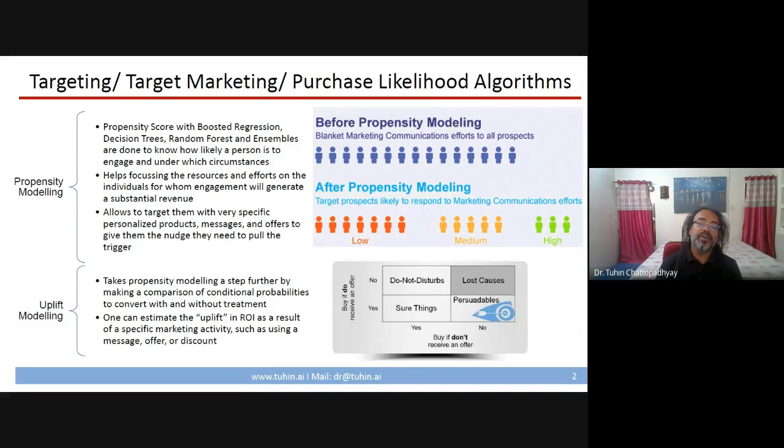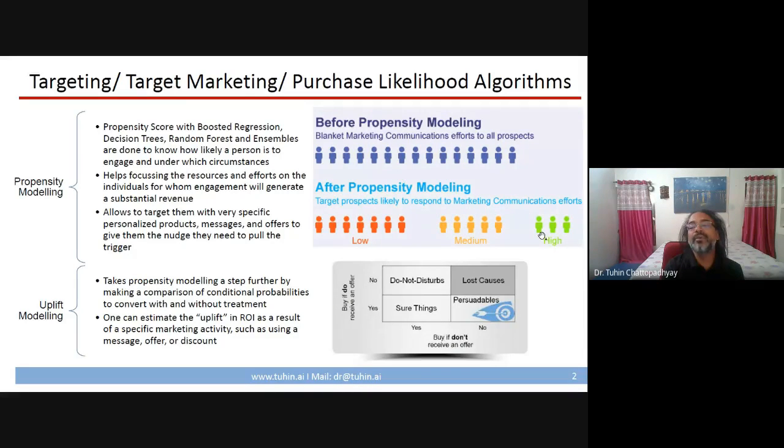Now, what does that mean? Suppose you are finding, after propensity modeling, or before propensity modeling, look at this diagram. Before propensity modeling, all look like the same. Now you are doing blanket marketing communication efforts to all the prospects. It doesn't make much sense. Why doesn't it make much sense?